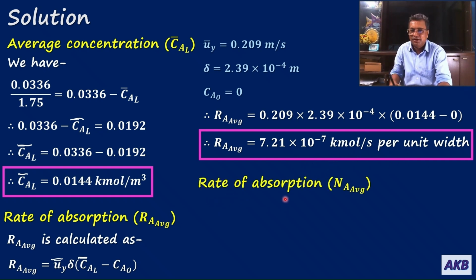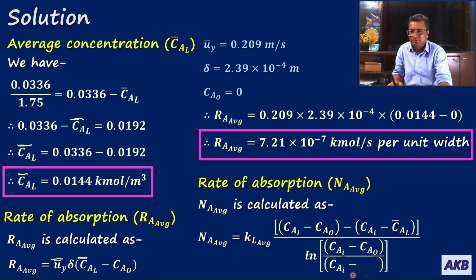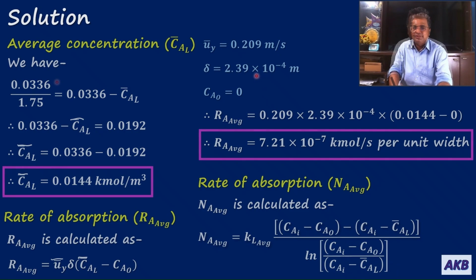Then let us get rate of absorption, NA average, kilomole per meter square per second. So NA average, you can calculate it in this way. NA average is equal to KL average into CAI minus CA naught minus CAI minus CAL bar divided by ln of CAI minus CA naught divided by CAI minus CAL bar. Let us continue with this.